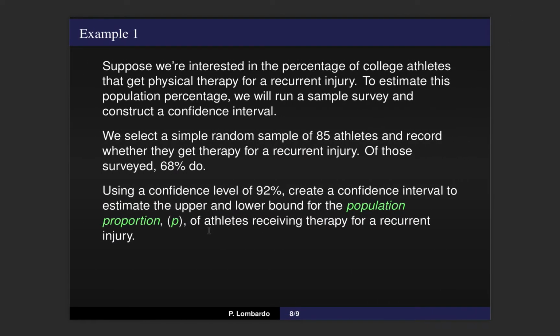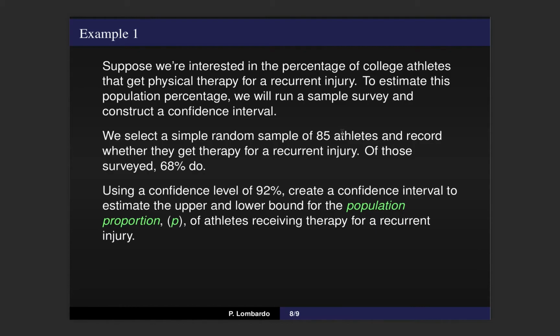So let's read through. Suppose we're interested in the percentage of all college athletes that get physical therapy for a recurrent injury. To estimate this, we'll run a sample survey and construct a confidence interval. We select a simple random sample of 85 athletes, right? So we're working with a sample, not the entire population of college athletes. And then we're going to give them a survey. We're going to record whether they get therapy for a recurrent injury or not.